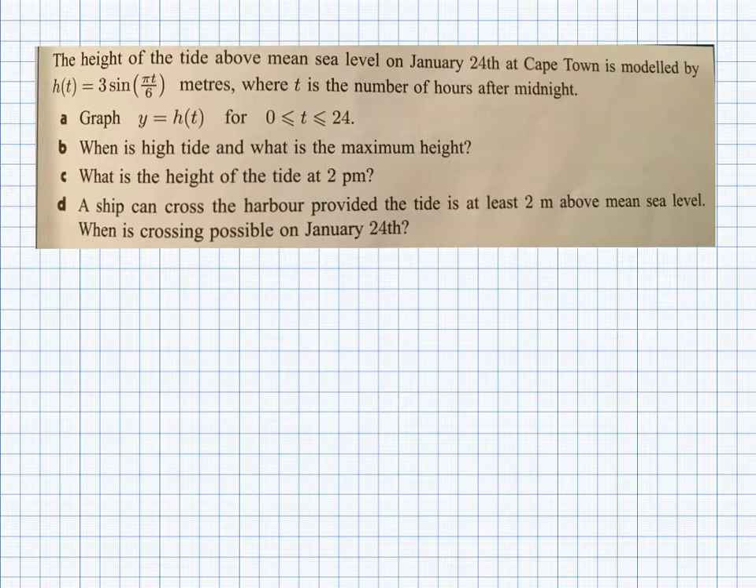Today I'm going to talk about application of sine functions, and you can see here an example. It is about the height of the tide above mean sea level on January 24th at Cape Town, and it's modeled by this sine function. H is in meters, where t is the number of hours after midnight.